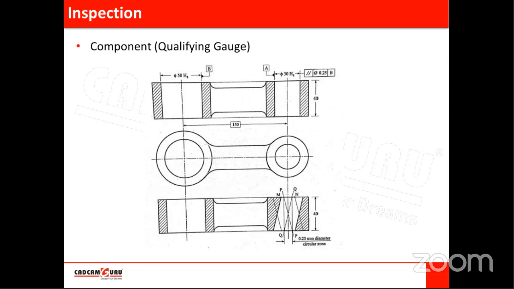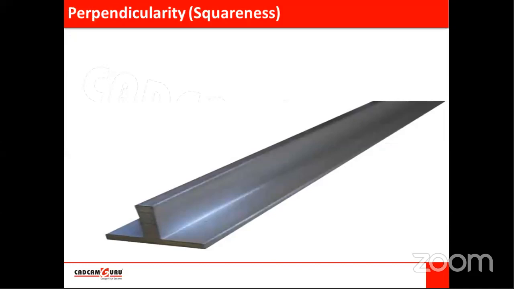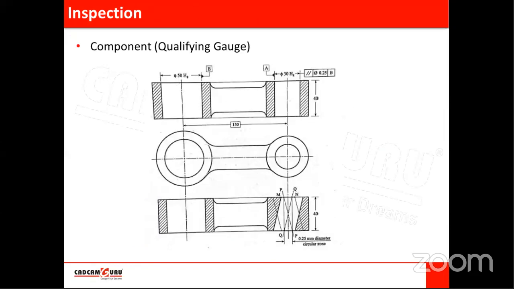So what I am trying to say is, a qualifying gauge is a very simple and very cheap solution. For mass production, this is definitely recommendable. So this is about parallelism, between two surfaces and between two axes. Now we'll go for perpendicularity.